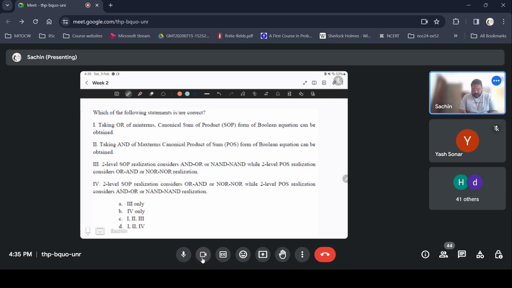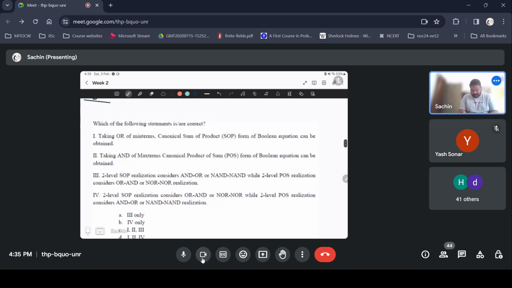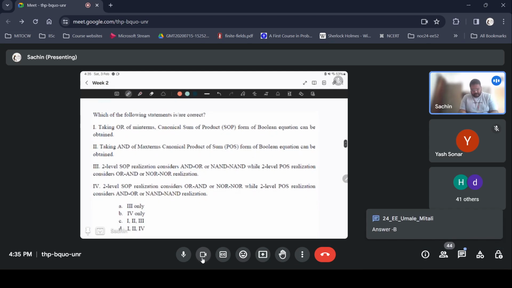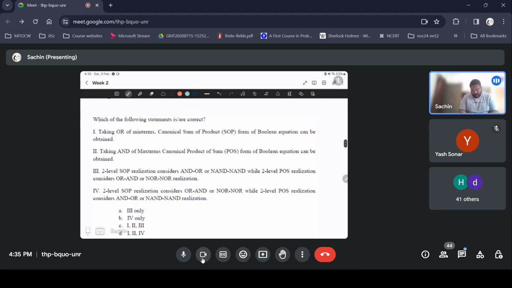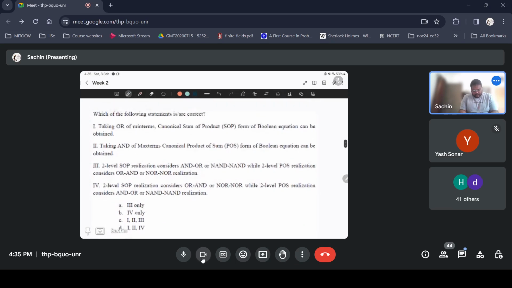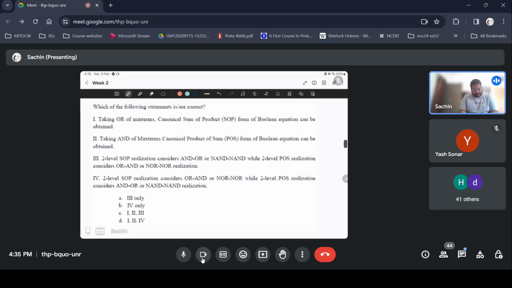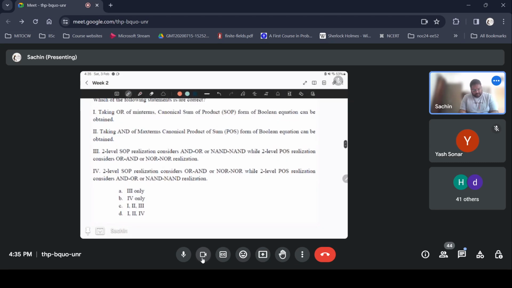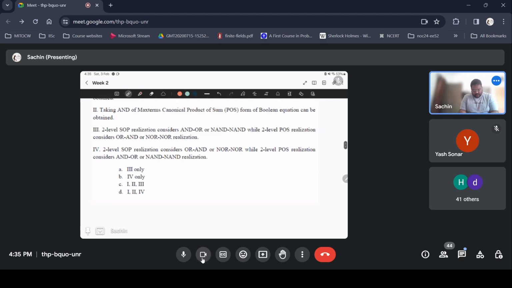Okay, I hope you gave it a go. So which of the following statements is or are true? Let's see. Taking OR of min terms, canonical sum of product form of Boolean equation can be obtained. That is true, right? The canonical sum of product form is nothing but the summation of min terms for which the output function gives you a high value.